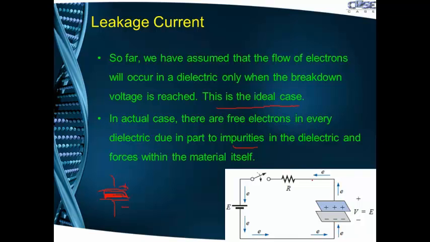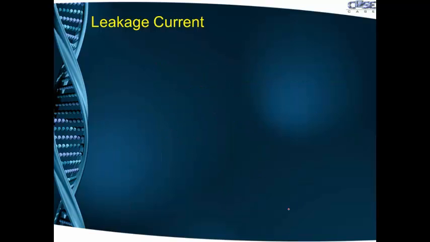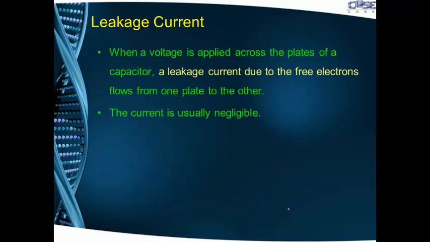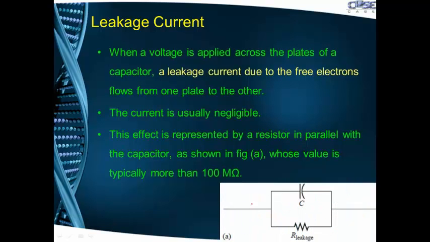So when a voltage is applied across the plates of a capacitor, a leakage current due to the free electrons flows from one plate to the other. So the current is usually negligible. This effect is represented by a resistor in parallel with a capacitor as shown in this figure, whose value is typically very large, typically above 100 megaohms.